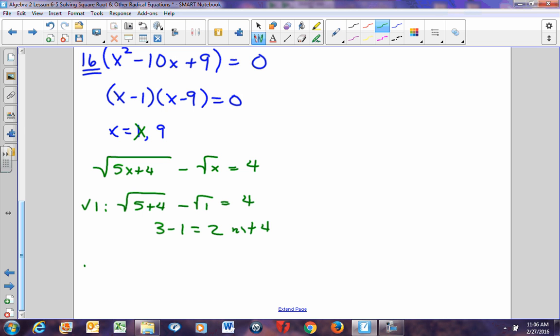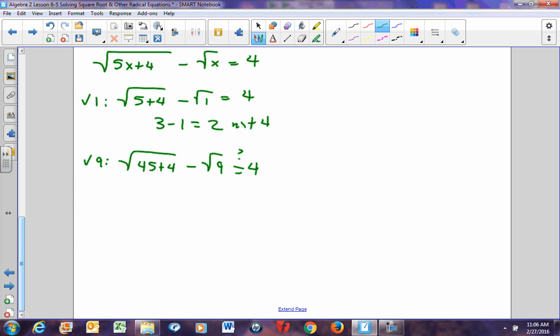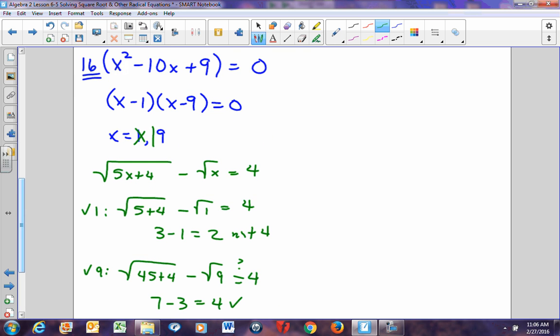Now let's check 9. We get the square root of 5 times 9 is 45. 45 plus 4 minus the square root of 9 is supposed to equal 4. Okay. The square root of 49 is 7. 7 minus 3 does equal 4, so that checks. So 9 works. If neither one of them checks out, then there's no solution. So don't get freaked out if none of them check. It just means there's no solution to that particular radical equation.